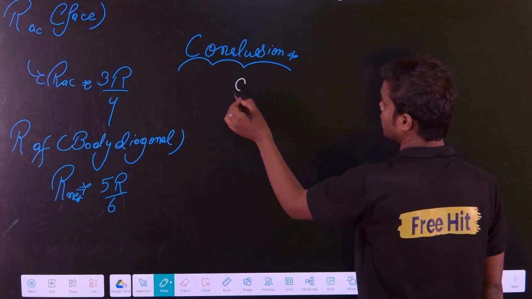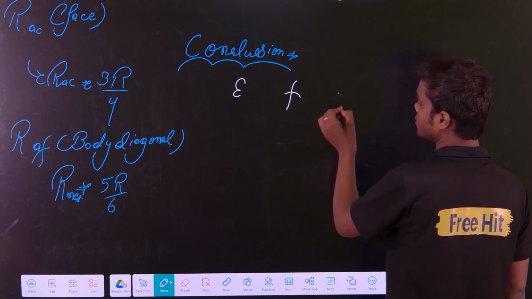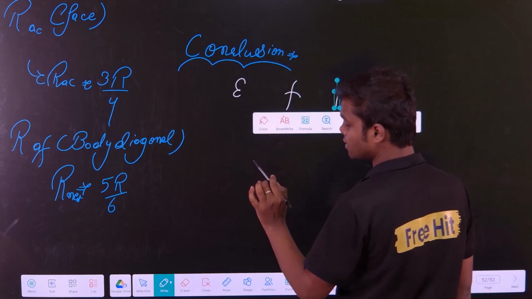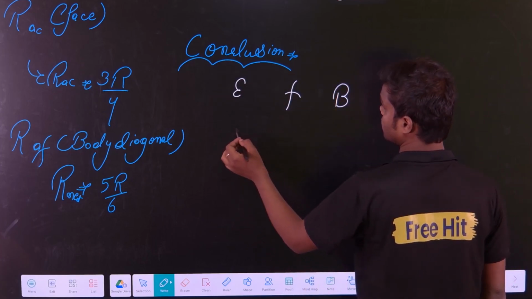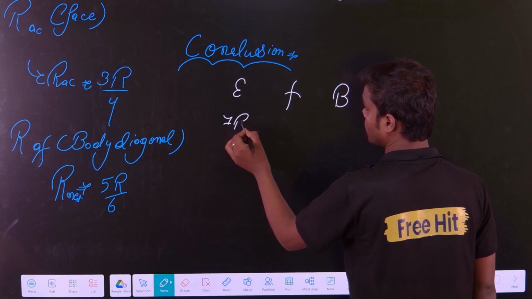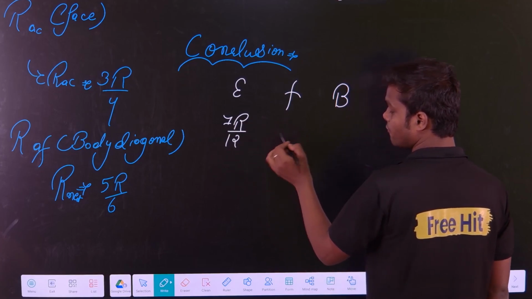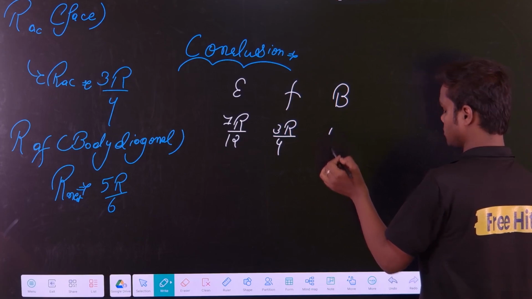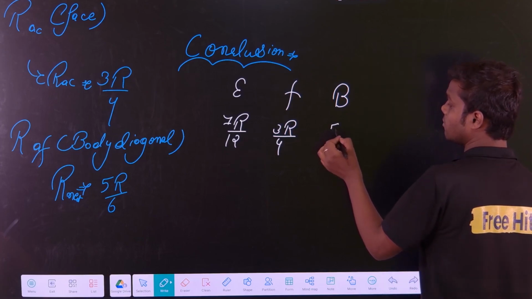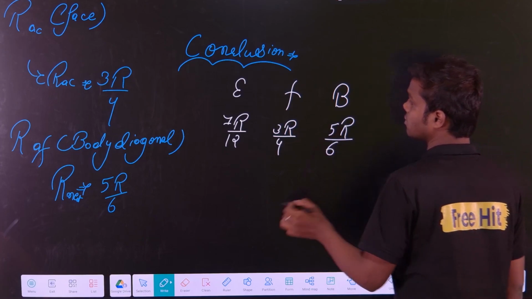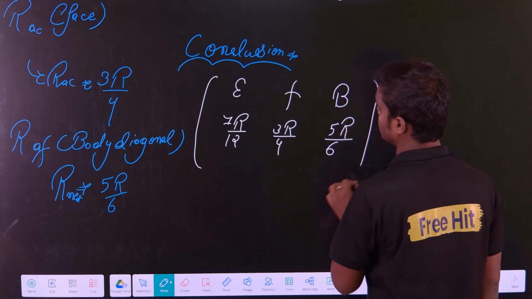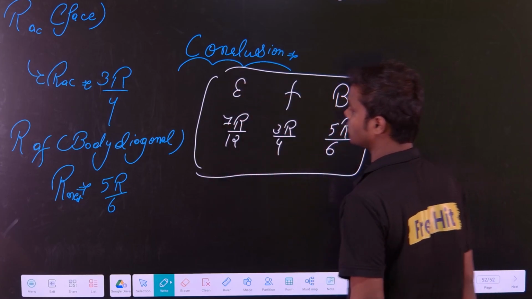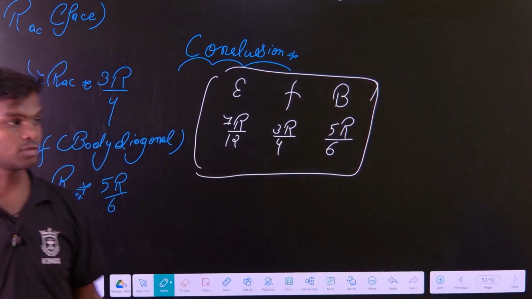Basically there is something called H, face and body. What is the answer? H, face, body. For H it is 7R by 12. For face that is 3R by 4. And for body, sorry, for body it will be 5R by 6. That is the whole conclusion you have to remember.